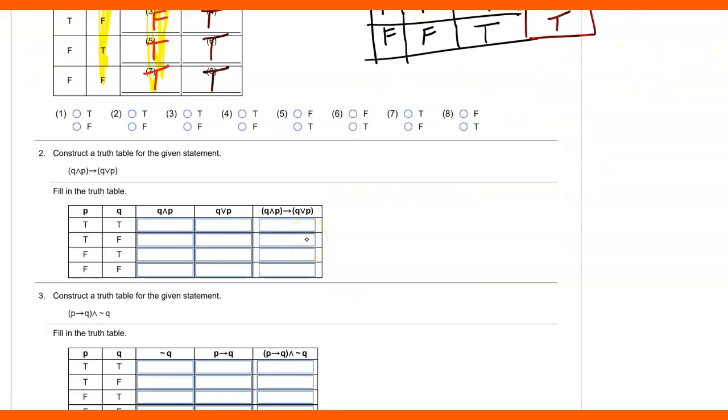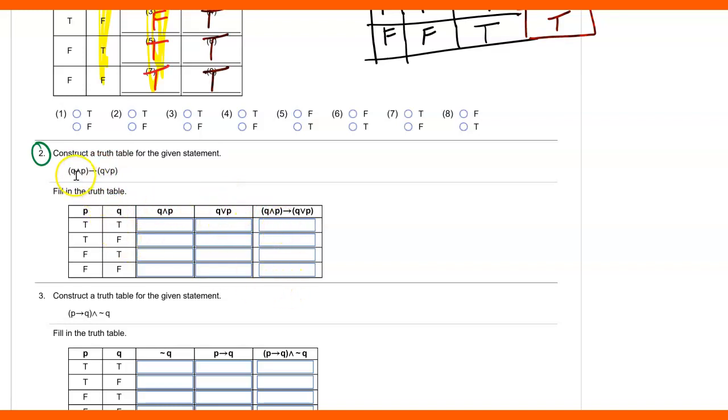Question number 2. Construct the truth table for the given statement. We're looking for the truth table for this statement here, Q and P right arrow Q or P. What you need here is Q and P, and we need Q or P. Then you put an arrow between these two. That's the final answer.